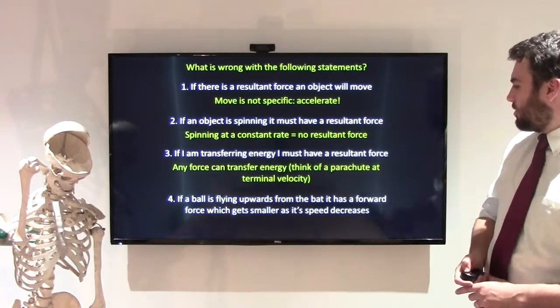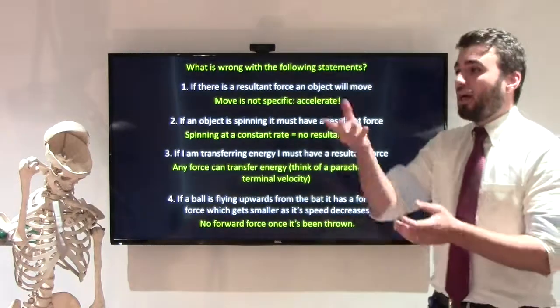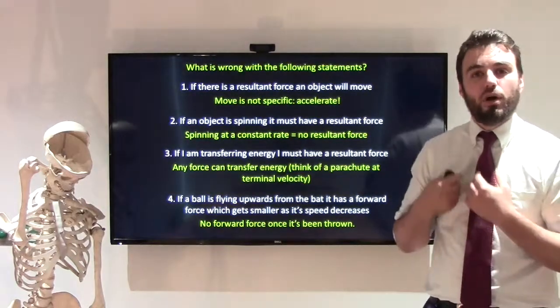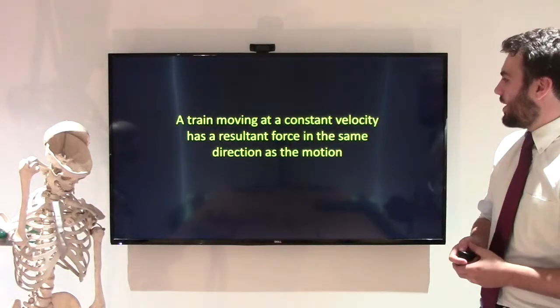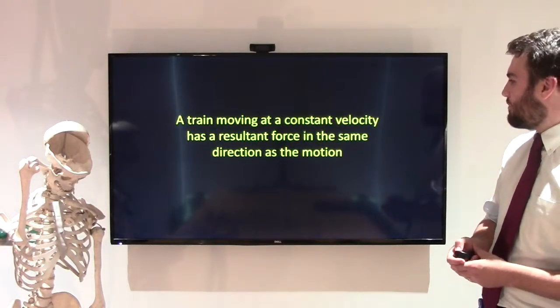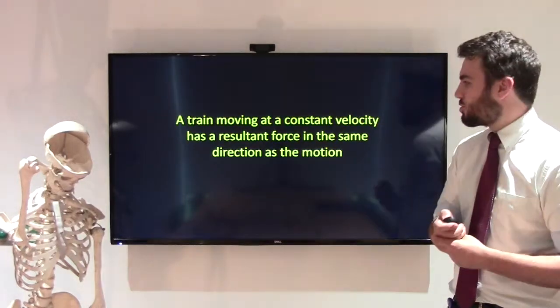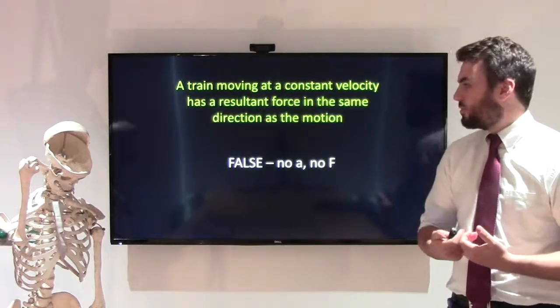And if it's flying upwards from a bat, it has a forward force. No, it doesn't. Even if I'm going up, it's always accelerating downwards. Okay, you don't need a force in the direction of motion. That's a very common mistake. Alright, a couple of quick examples. A train moving at constant velocity has a resultant force in the same direction as the motion. True or false? Well, false. There's no acceleration, so no resultant force.